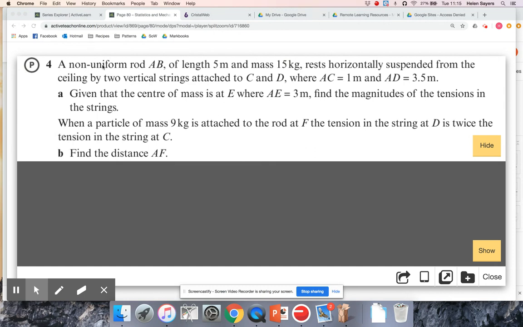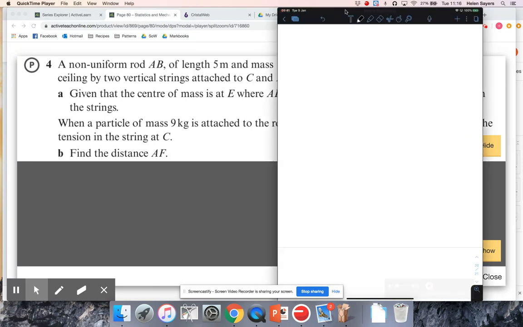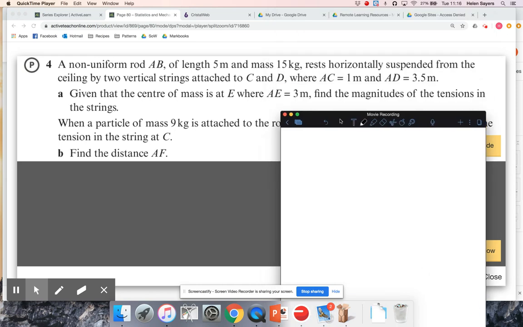We've got a non-uniform rod, and that's the bit that tells me the centre of mass is not at the centre of the rod. So I don't currently know where the centre of mass is. The rod is 5 meters long. I'm given its mass, and this time around it's suspended from 2 strings. Up until this point, in the previous 3 questions, the rods were all balanced on pivots. So let's get a sketch of what happens when it's suspended from strings, because it doesn't really make any difference.